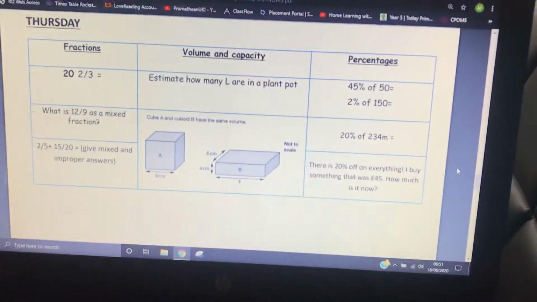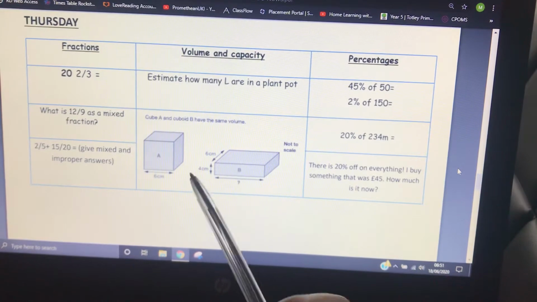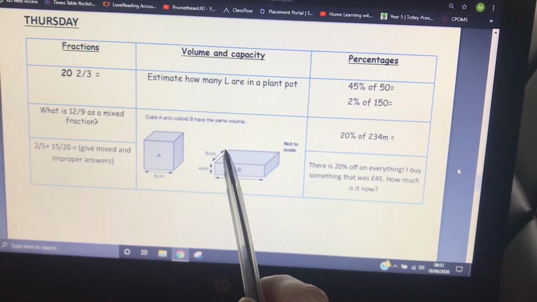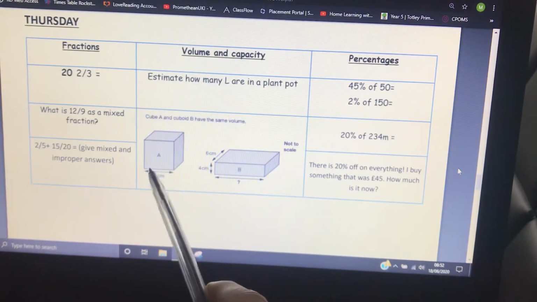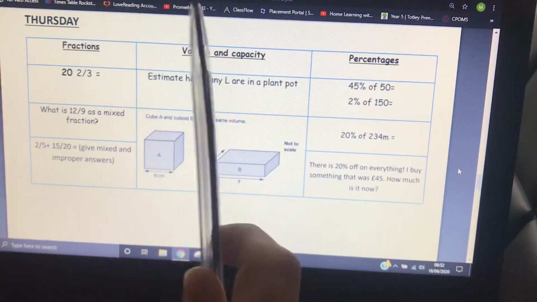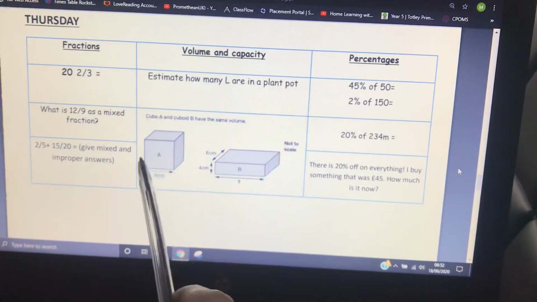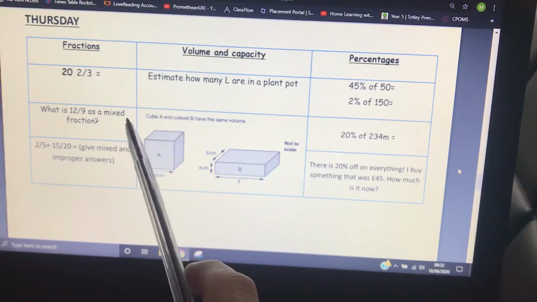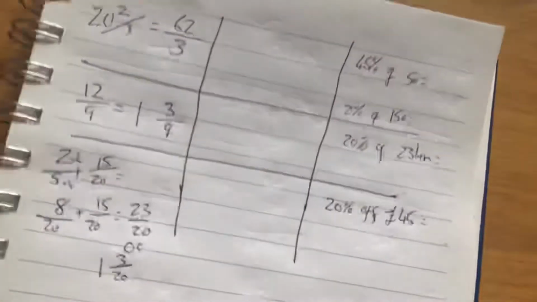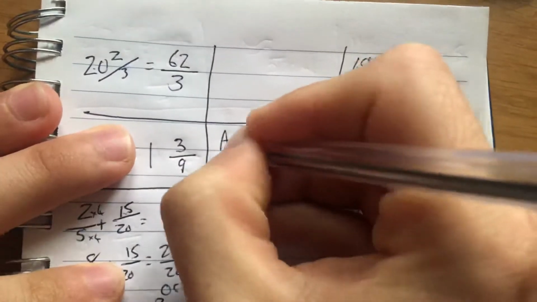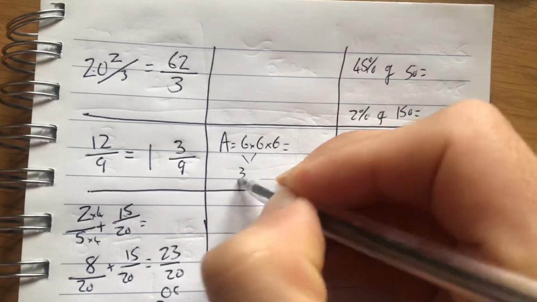So this one here, cube A and cuboid B have the same volume. So you've got 6 by 4, but you don't know the length of the cuboid. Whereas A, you've only got 6, but remember it's a cube, so the faces are squares, so everything's the same. So you know it's 6 by 6 by 6, okay? So, first of all, you've got all the information for A. So A is 6 by 6 by 6, which is, well, 6 times 6 is 36.